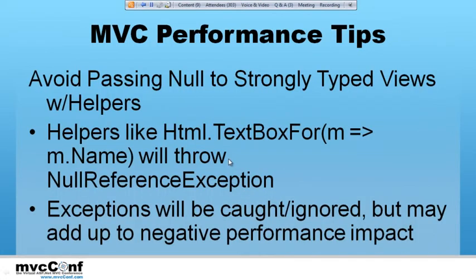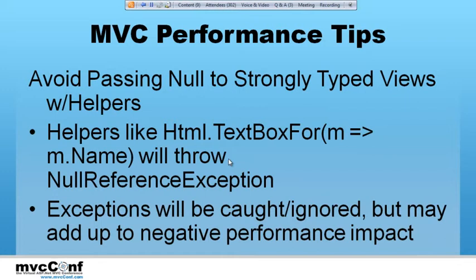Another performance tip, and I'm moving quickly but I'm going to show you a summary of these and what their effects are in just a minute, is avoid passing null to a strongly typed view that happens to use helpers. So if you have something like Html.TextBoxFor(m => m.Name), this will throw a null reference exception if the type that you pass in is null.